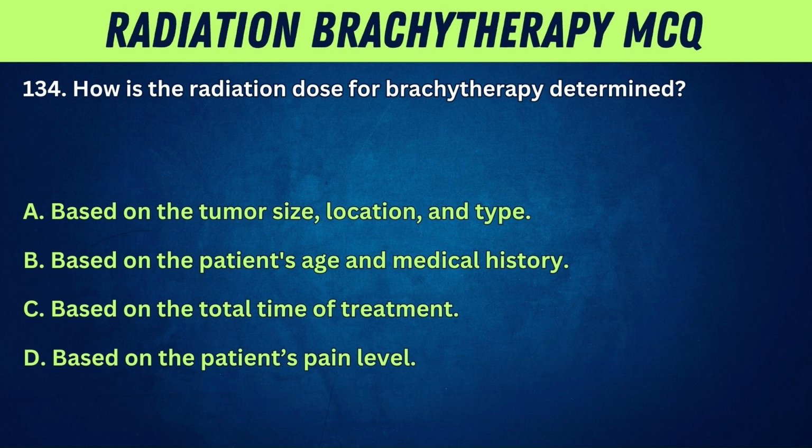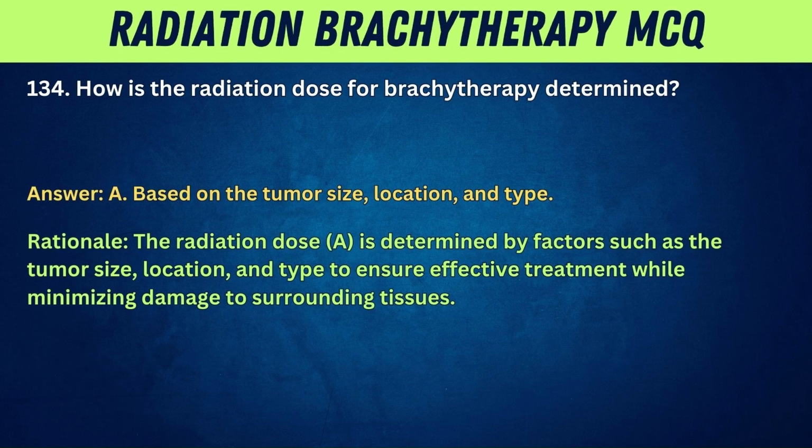134. How is the radiation dose for brachytherapy determined? A. It's based on the tumor size, location, and type. B. It's based on the patient's age and medical history. C. Based on the total time of treatment. D. It's based on the patient's pain level. Answer: A. Based on the tumor size, location, and type.